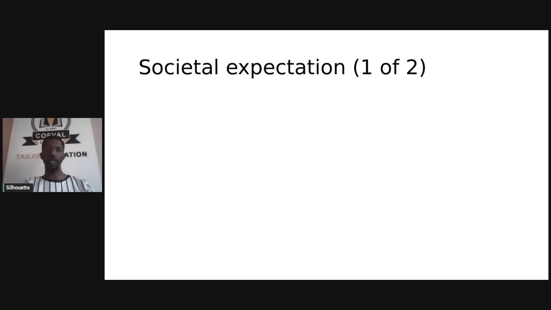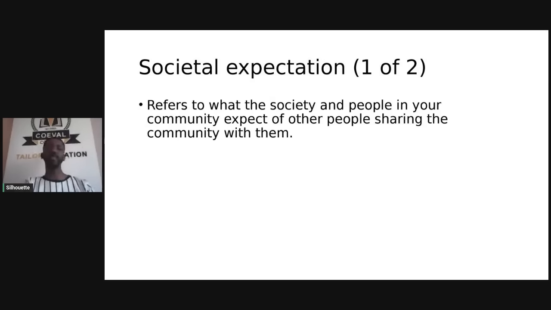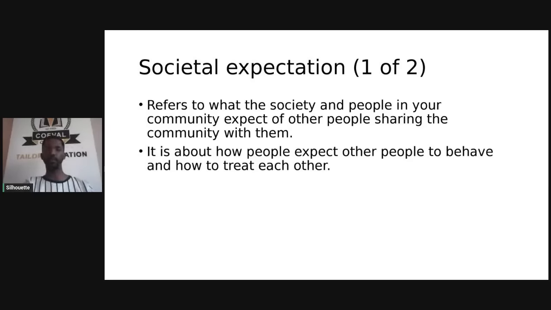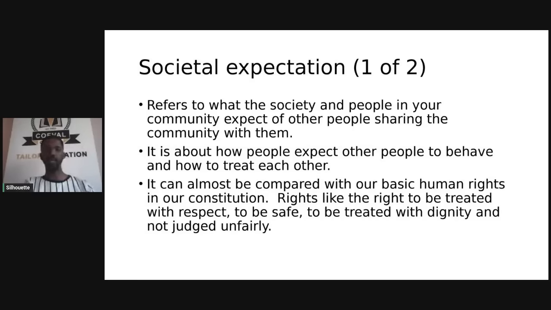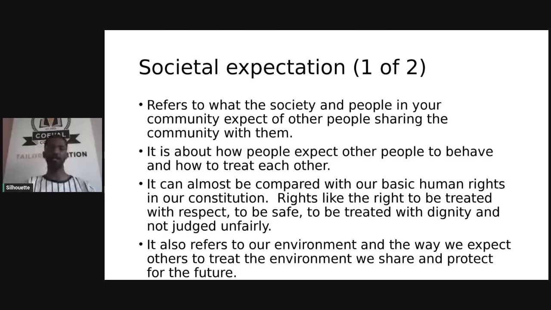Okay. And then we are almost at the end. We're talking about societal expectation. Societal expectation refers to what the society or the people in the community expect of other people sharing the same community. It is about how people expect other people to behave, how to treat them, how to interact with them. It can also be compared to basic human rights in our constitution. Rights like how you treat others in terms of respect, how safe you are, how you are treated with dignity, and how to approach people by not judging them unfairly. It also refers to our environment in terms of keeping it clean, neat, and safe. And this is in protection of the future that we have.